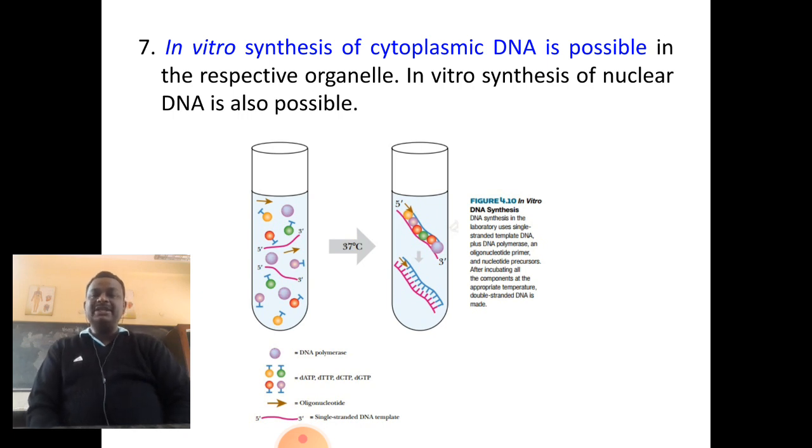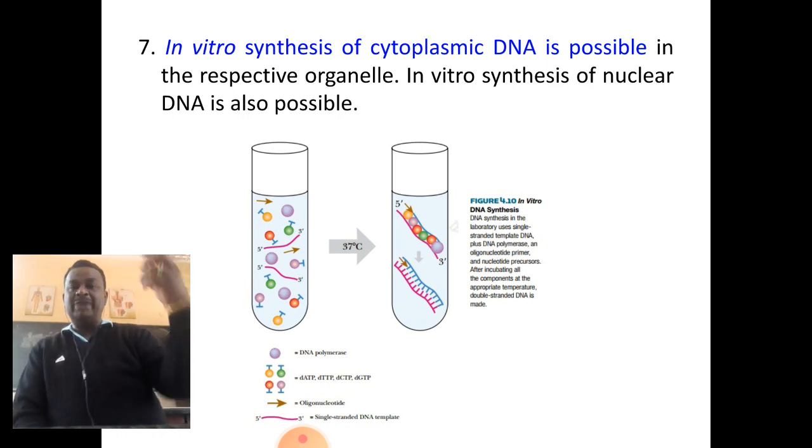Point 7 is both types of DNA, that is cytoplasmic DNA and nuclear DNA, can be synthesized in laboratory conditions. So, in vitro synthesis of cytoplasmic DNA and nuclear DNA is possible. Okay. So, by using their complements.